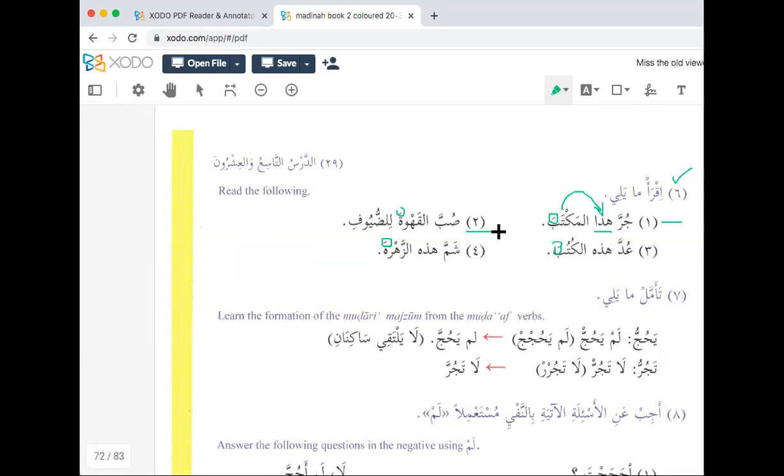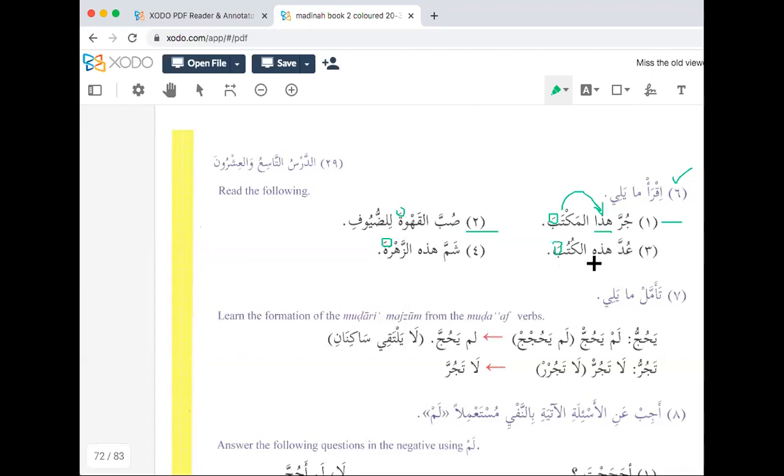صب القهوة للضيوف. Why does القهوة have a fatha on it? مفعول به. أحسنت. This is directly مفعول به, not badal, because it comes straight after the fi'l. الكتب. Ibrahim's got the hang of it. If others notice the pattern, because I have it, right? نعم.